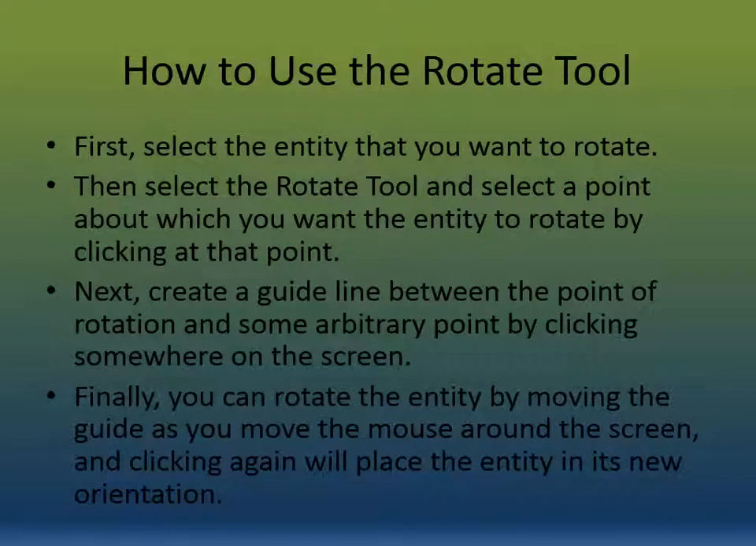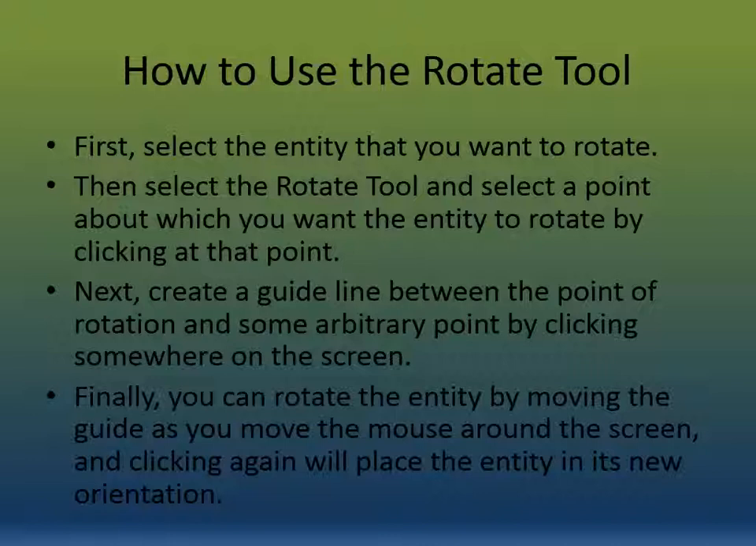To use the rotate tool, first you select the entity that you want to rotate, and then you select the rotate tool and select the point about which the entity will rotate by clicking on any point. If you want it to rotate about its central axis, you just click somewhere along the central axis, and that'll be the rotation point.